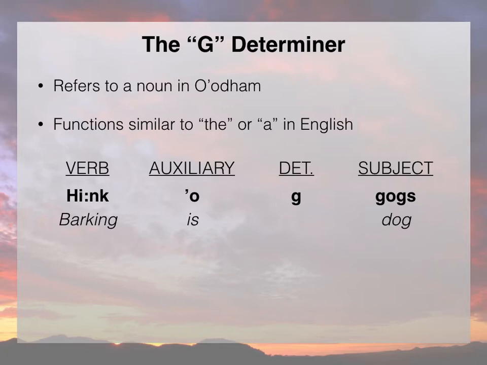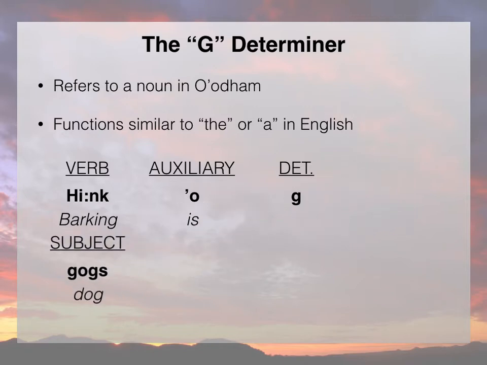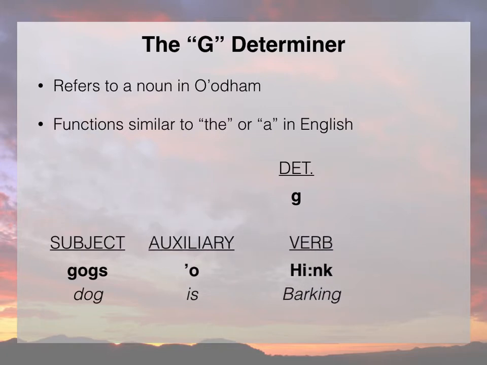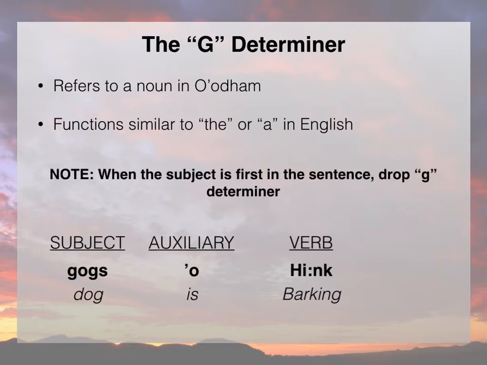Now, one rule about this determiner is that it never comes at the beginning of a sentence. So if we were to change this word order around a little bit and put gox at the beginning of the sentence, we would then move the auxiliary and the verb down, gox o hink, which means the exact same thing, the dog is barking, but the determiner would completely drop out. So when the subject is first in the sentence, we drop the determiner out. We would never say gox o hink, just gox o hink or hink o gox.